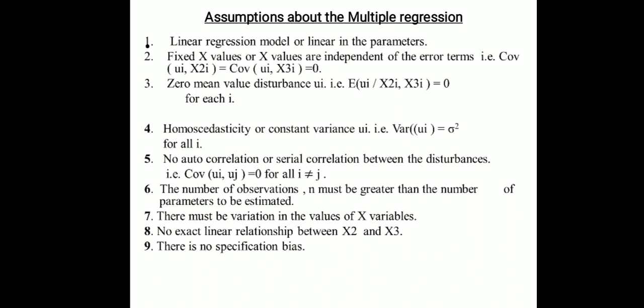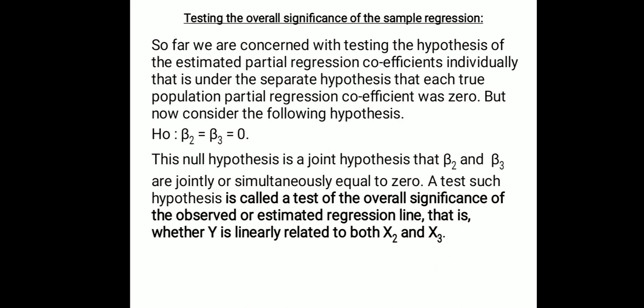The number of observations n must be greater than the number of parameters. There must be variation in the values of the x variables. There is no exact relationship between x2 and x3; in the sense that the two independent variables are not exactly correlated. There is no specification bias. These are the assumptions. Next is the testing of overall significance of the sample regression.